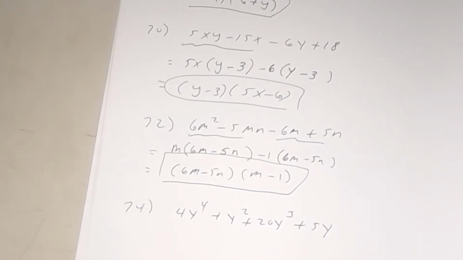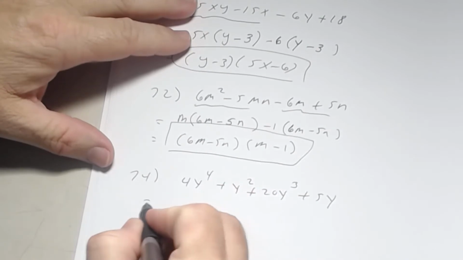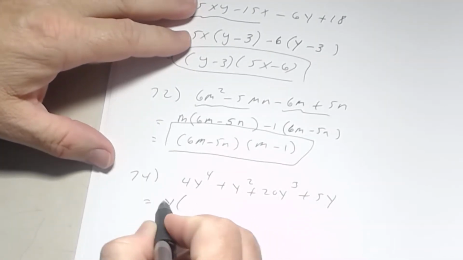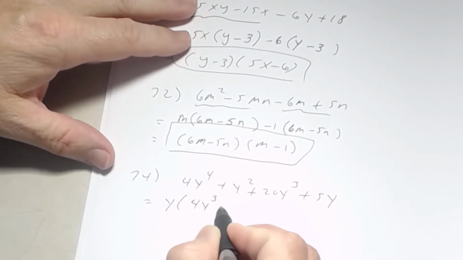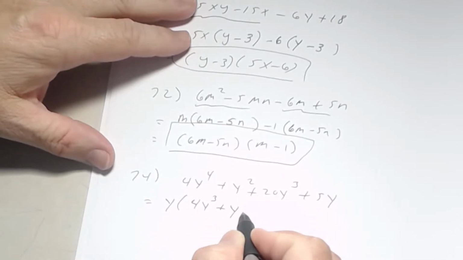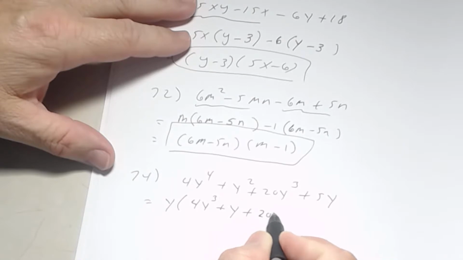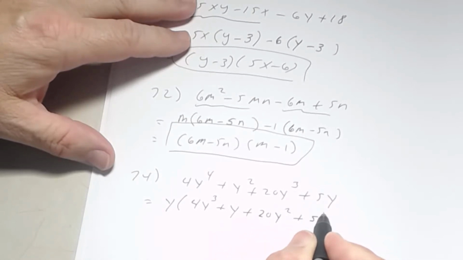So the GCF is y. You technically need to factor out the y first. So here's what you would do. Take out a y, and then what's going to be those 4 terms? 4y to the 3rd plus y plus 20y squared plus 5. Y'all agree? Yes. All right, so that's where you're at, right?